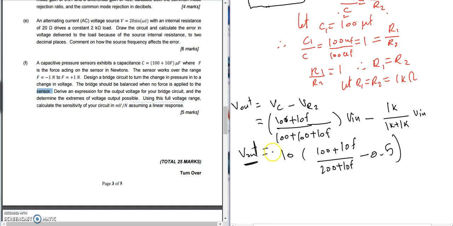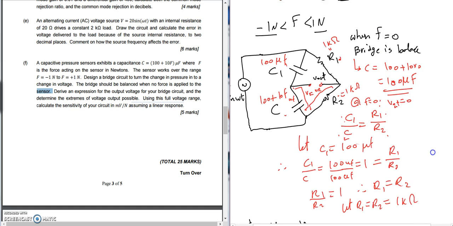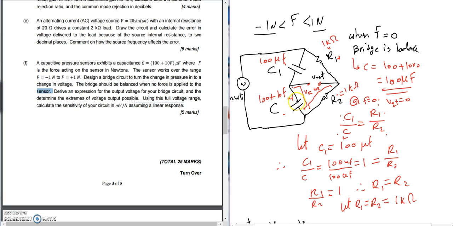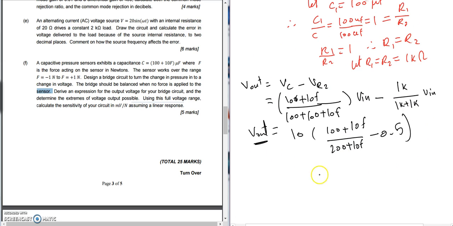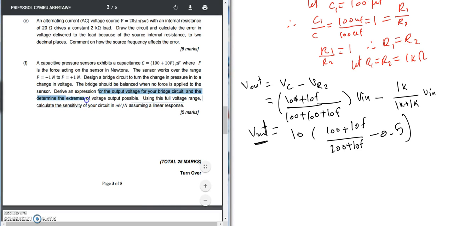Therefore, this is the output. So whenever you push on the sensor, V out changes, giving this equation. Now we solved the first part of the question, which is to express the output voltage. The second part is to determine the extremes of the output.